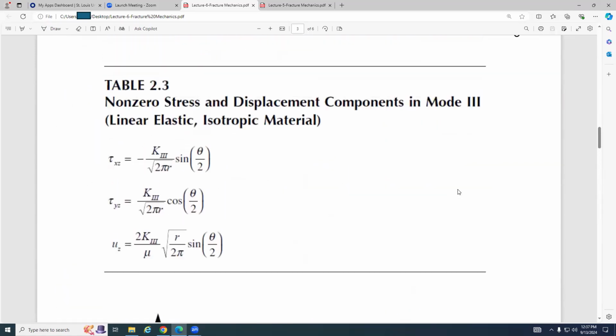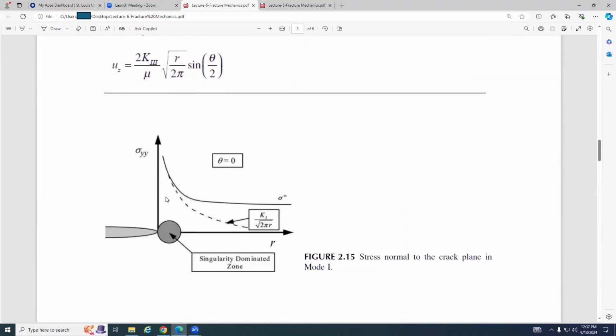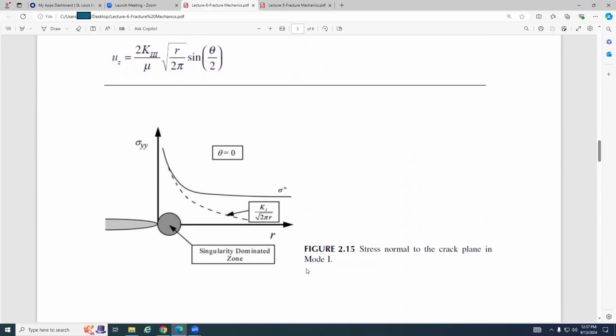Okay, here guys can see. For mode 3, we have these values: tau xz, tau yz, along with uz, and we have 3 equations. So this one is the stress normal to the crack plane in mode 1. For mode 1, only the crack opening. Here is the r distance, here is sigma yy, and how sigma yy changes. Here is the stress sigma yy, and this one is sigma infinity.